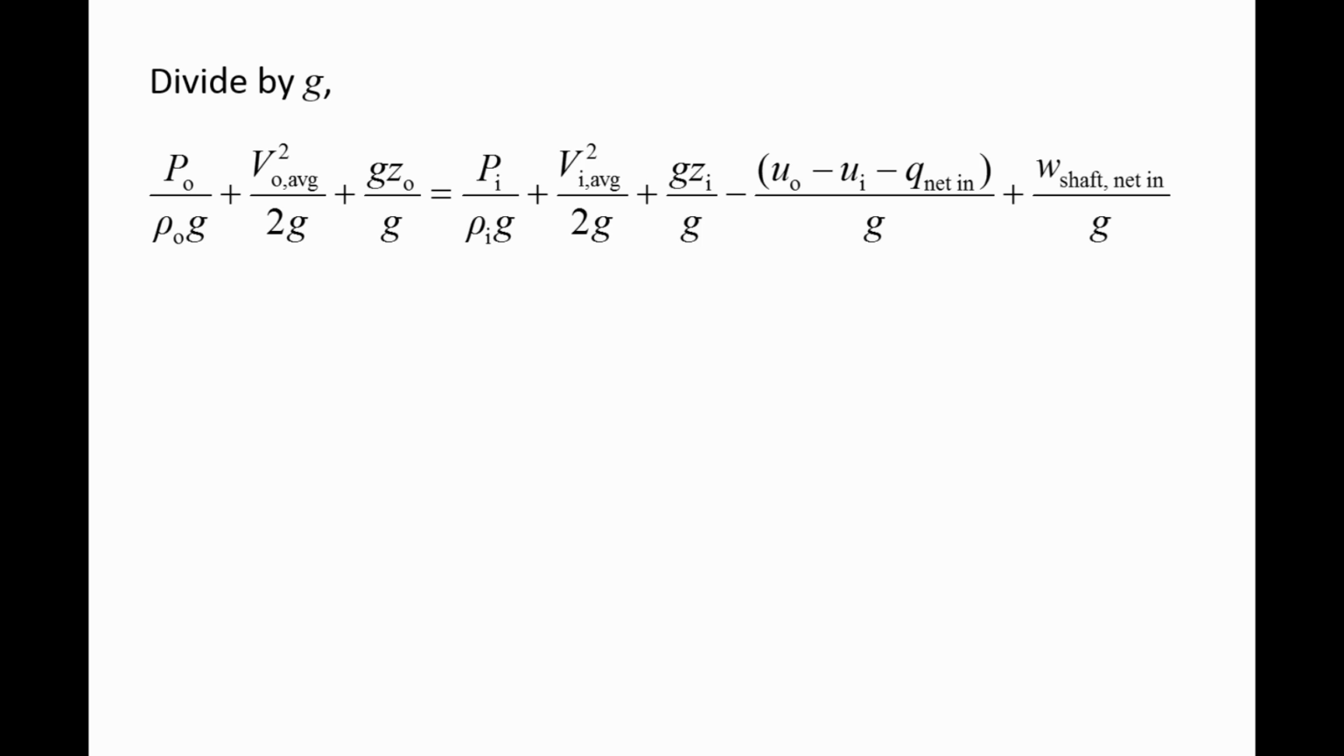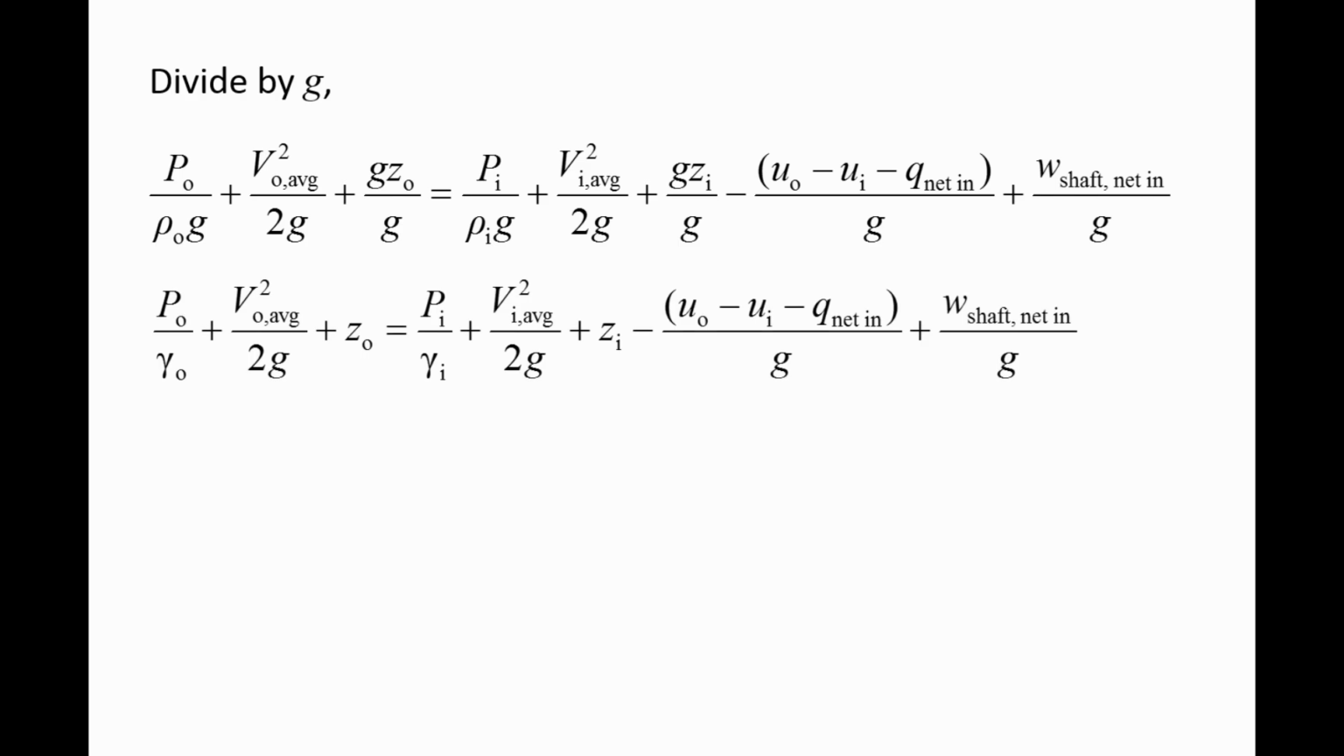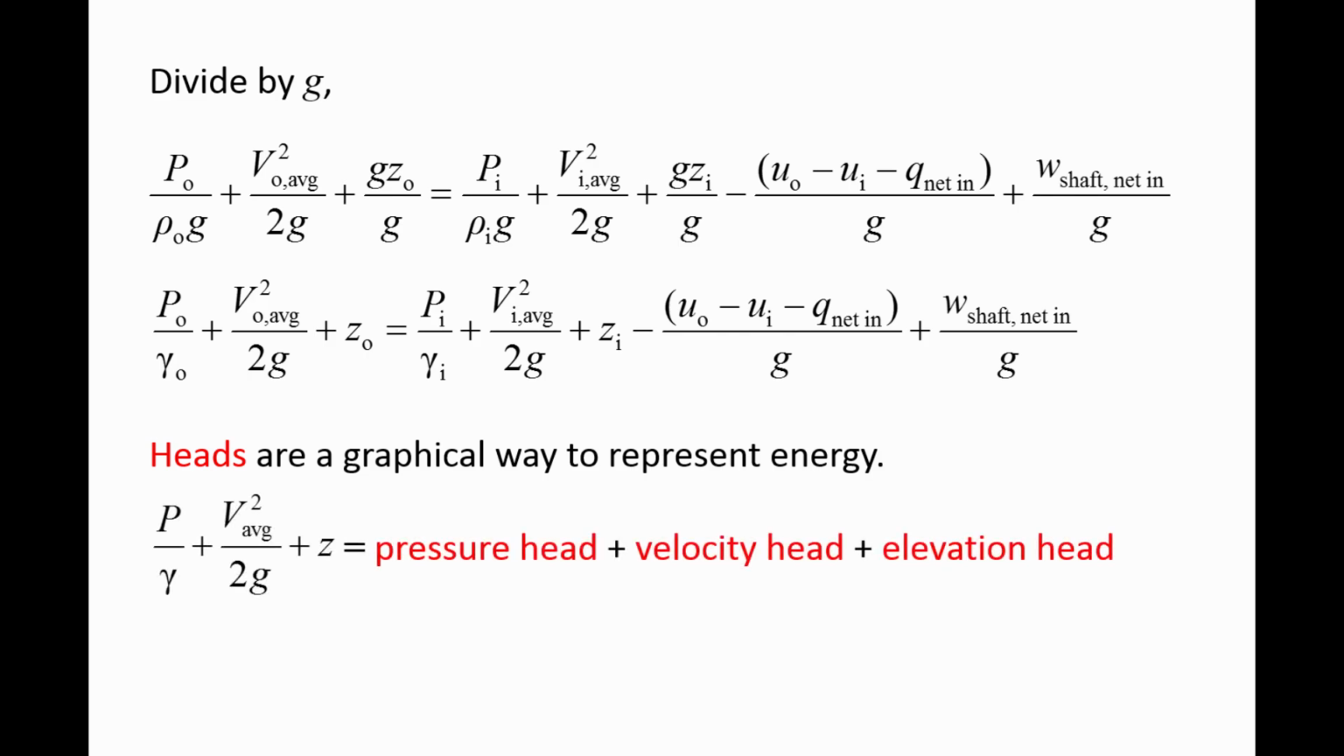Now we divide the equation by the gravitational acceleration g, and rho and g are combined into gamma. In this form, all the terms in the conservation of energy equation have units of length and are called heads. Heads make it easier to visualize energy by relating the amount of energy to a length. The P over gamma term is called the pressure head, the V average squared over 2g term is called the velocity head, and the z term is called the elevation head. These three terms are related to the total mechanical energy in the flow.